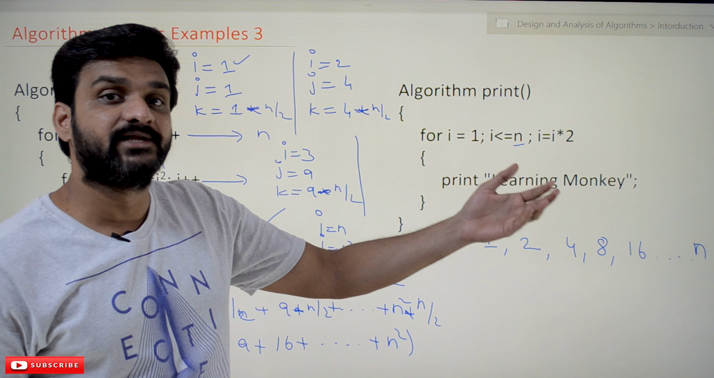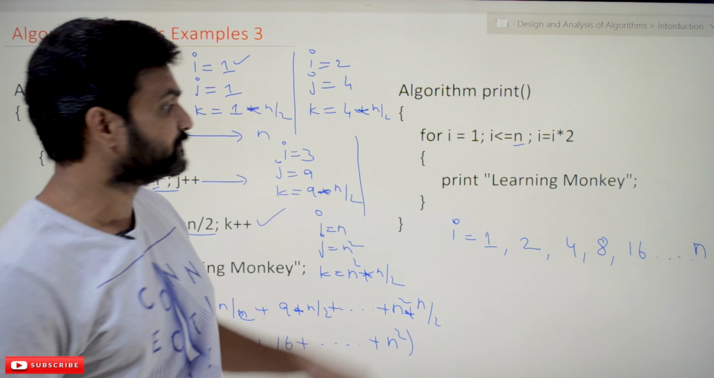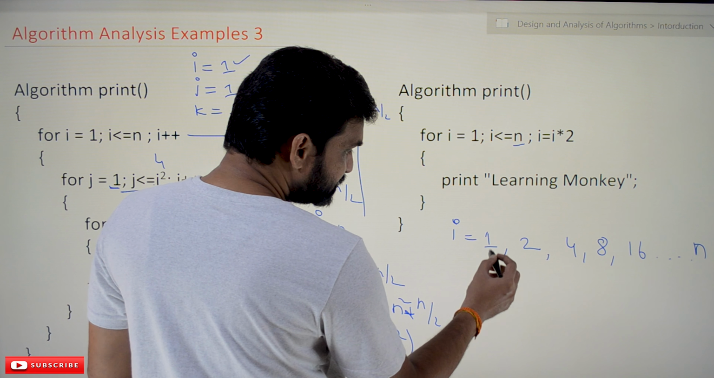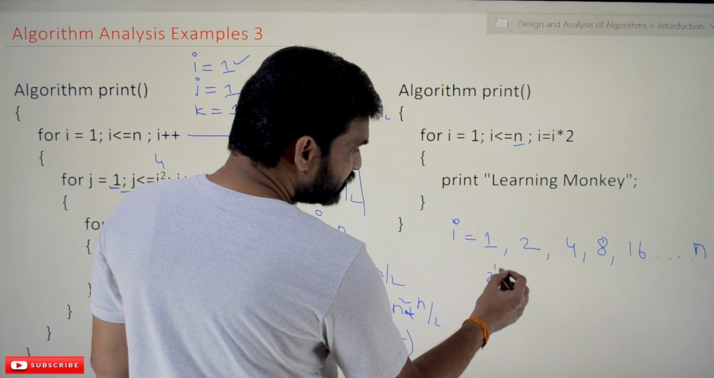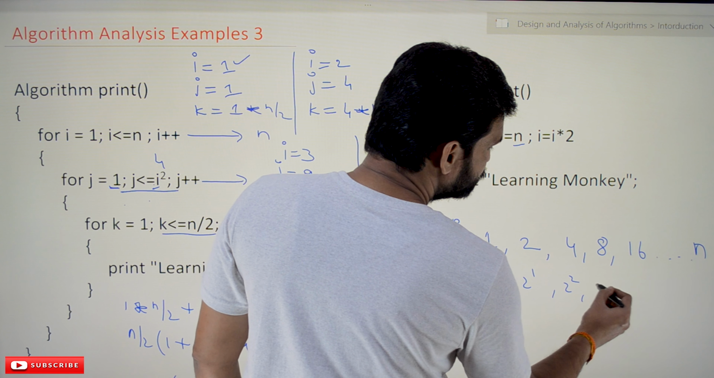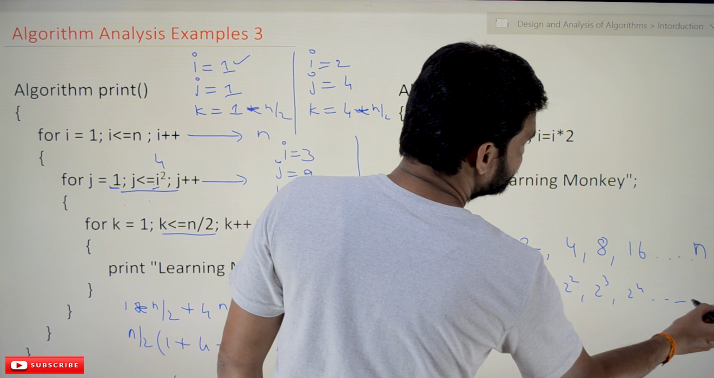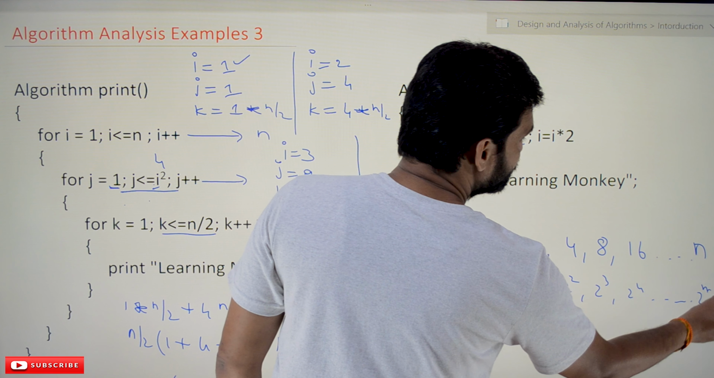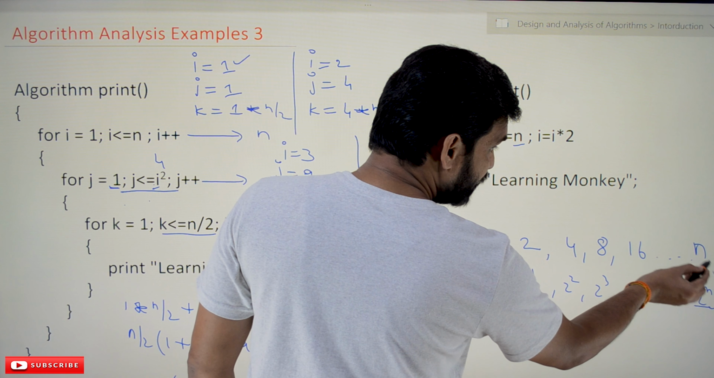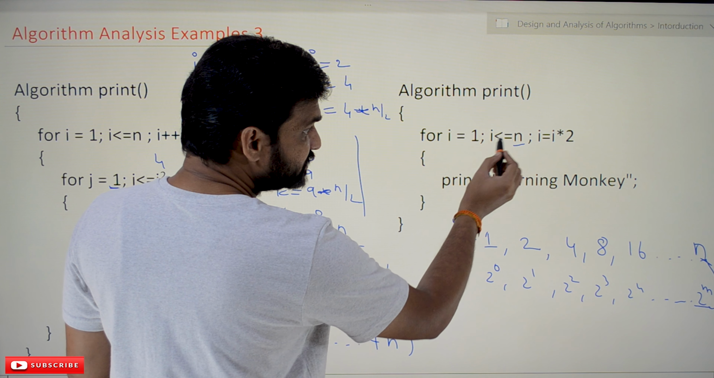So what is that value? At what point are we going to break this loop, and how is this pattern? It is 2 power 0, 2 power 1, 2 power 2, 2 power 3, 2 power 4, and so on until 2 power m. When this 2 power m is equal to n, then this value of i is equal to n.